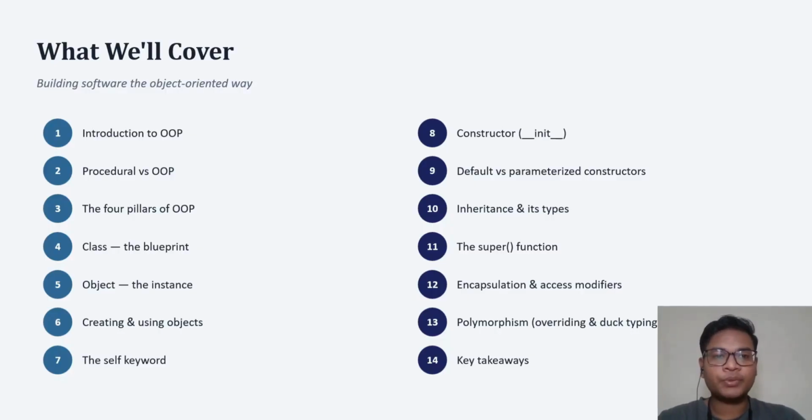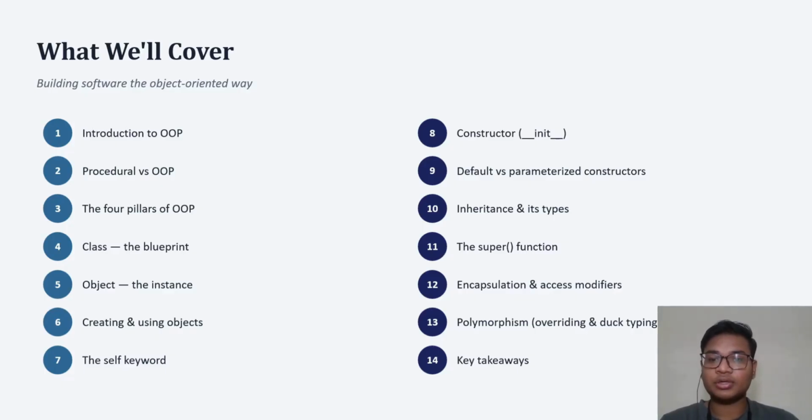Building software the object oriented way. So what is the agenda of our today's class? First of all, we have the introduction to OOPS, and second is procedural versus OOPS. Third one is the four pillars of OOPS. Fourth one is the class, that's the blueprint. Fifth one is the object, the instance. Sixth one is creating and using objects. Seventh one is the self keyword. Eighth one is the constructor, that's the init.